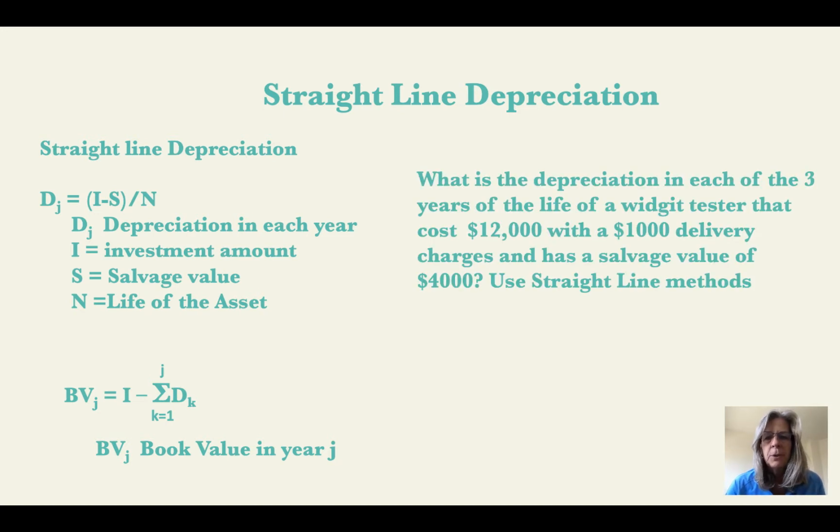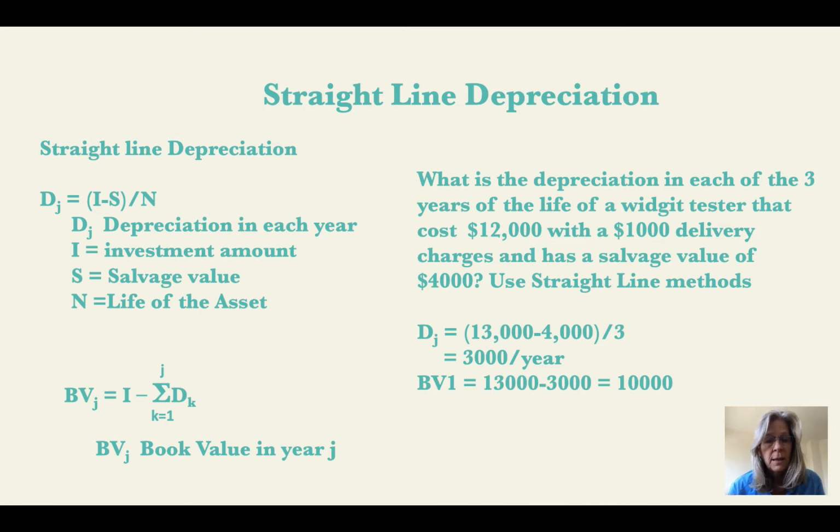So let's look at an example. What is the depreciation in each of the 3 years of the life of a widget tester that costs $12,000 with $1,000 delivery charges and has a salvage value of $4,000? Use straight line methods. In this case, we're going to use that equation to the left, and so every year D sub J will be 13,000, which is 12,000 plus 1,000, minus the salvage value, which is 4,000, divided by the life, N, which is 3 years. So it's going to be $3,000 per year.